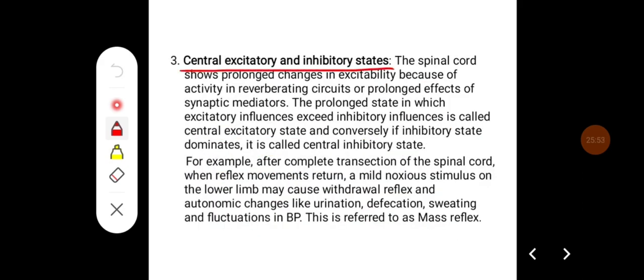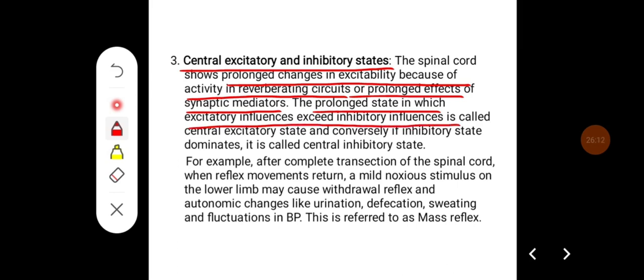Central excitatory and inhibitory status. The spinal cord shows prolonged changes in excitability because of activity in reverberating circuits or prolonged effects of synaptic mediators. The prolonged state in which the excitatory influence exceeds inhibitory influence is called the central excitatory state, and conversely, if the inhibitory state dominates, it is called the central inhibitory state.